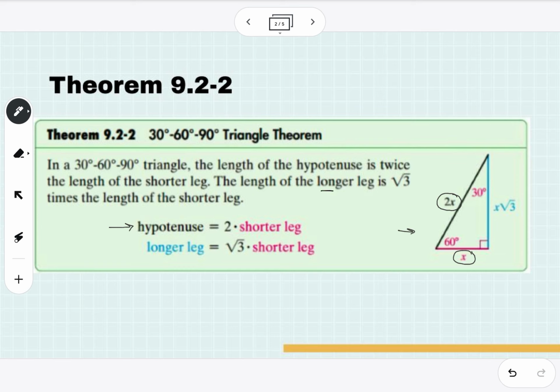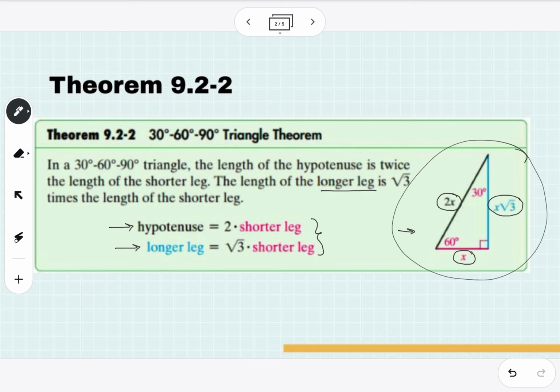And then the length of the longer leg is rad 3 times the shorter leg. So that's written out here in that wordy formula. Over here in the diagram, they're saying your longer leg is x, that shorter leg, times rad 3. So use whichever of these is going to be helpful. If you prefer these wordier formulas for now, use them. That's totally great. Eventually, I want you to be able to use this diagram to help you out.